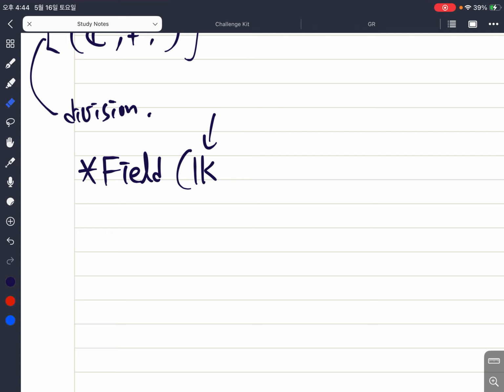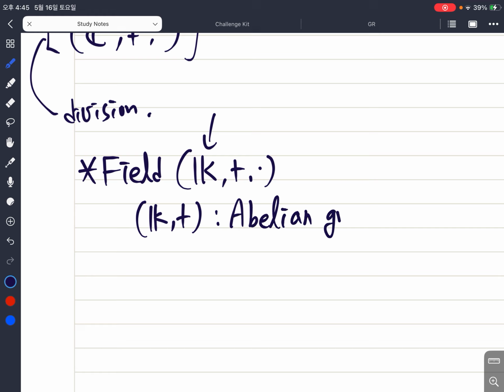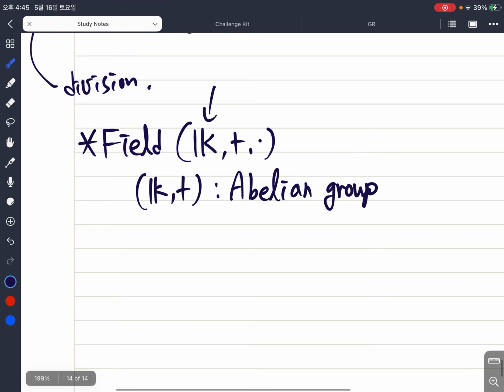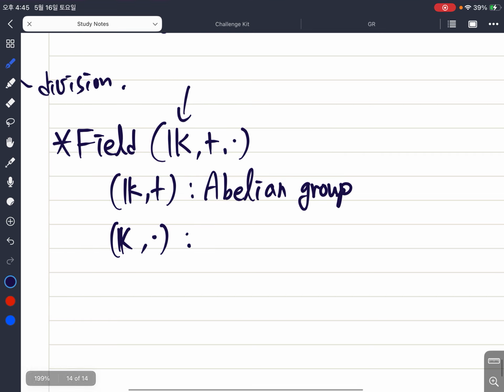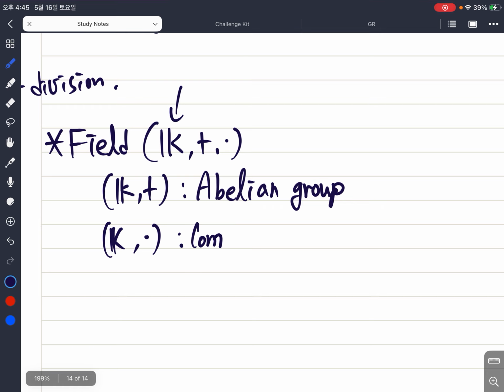So a field is some K, and plus and dot. And the same, K plus is an abelian group. So plus is, in general, the notation for an abelian group. And also K dot is also a skew field, a commutative division ring.